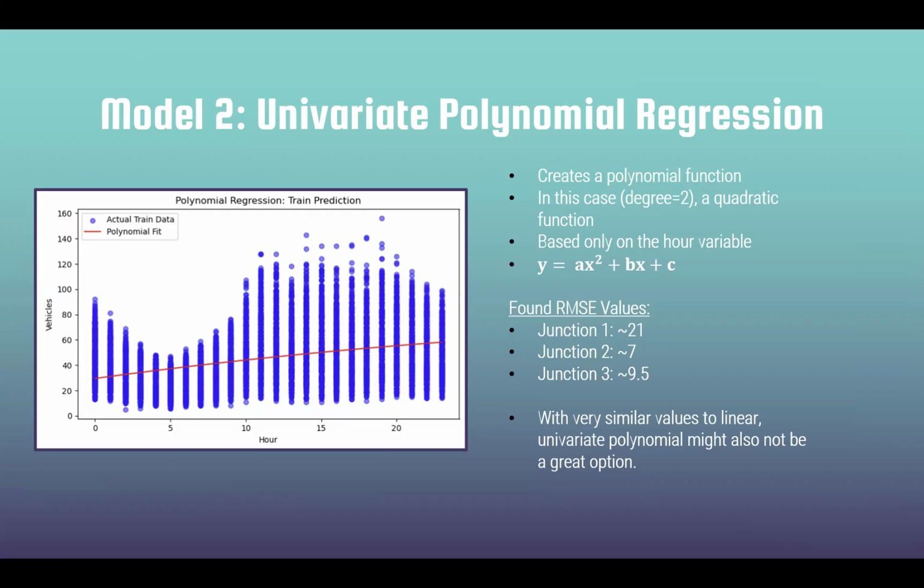Using this, we found RMSE values of about 21, 7, and 9.5, respectively, for the junctions. And while these values are slightly lower in the actual values, they're about the same as the linear, showing that, like before, the univariate polynomial is not the best option for this data set.